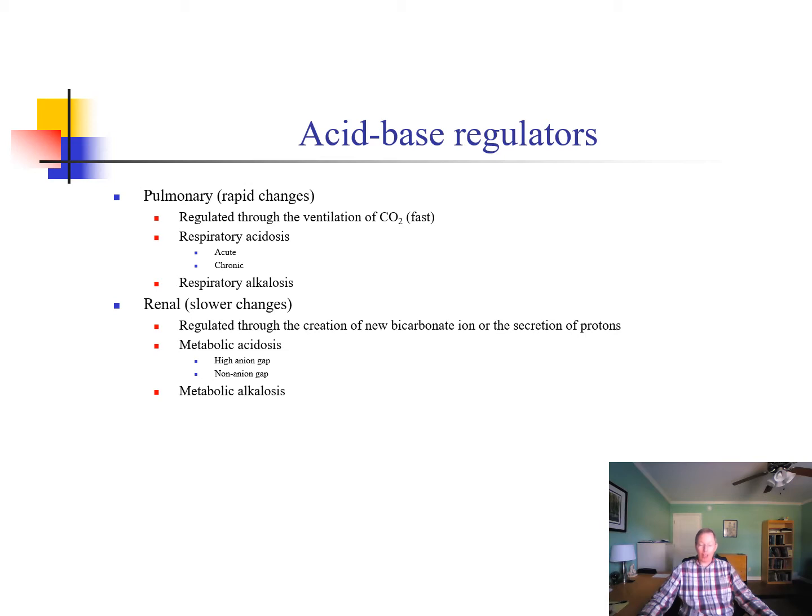These changes in ventilation are very quick. They happen from second to second. I could also work on the bicarbonate or the H plus side of the equation, and those are regulated through the kidneys. Those are slower, and when I do that, I will also have an acidosis and an alkalosis condition. These are called metabolic acidosis, and there are numerous things that can happen within the body to generate acids, or alkalosis, where I could create bicarbonate or get rid of acid.